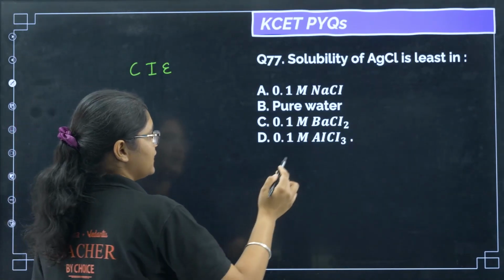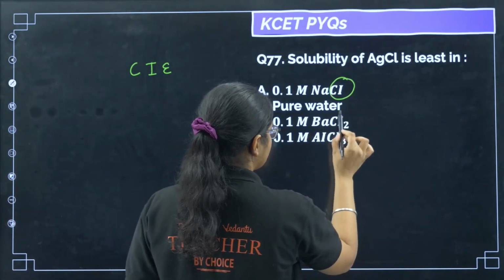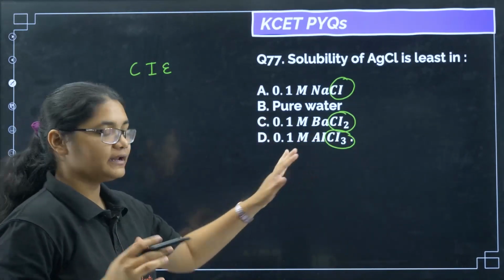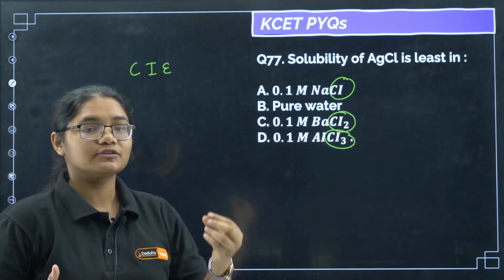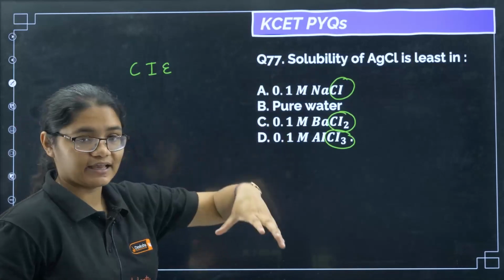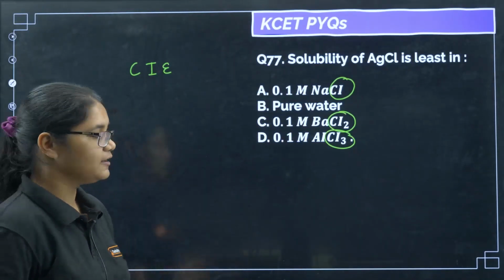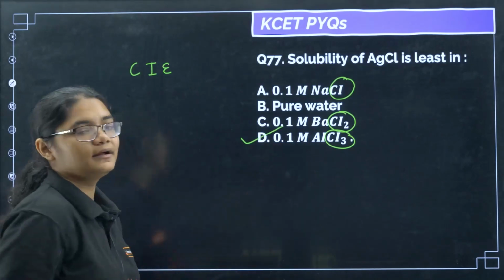Now if I see here, chlorine I have, and here I have 2 chlorines, here I have 3 chlorines, here I have no chlorine. So here already more number of chlorines is present, so the solubility of the AgCl will be least where already more chlorines are present. That is your common ion effect. So that is why option number D here.